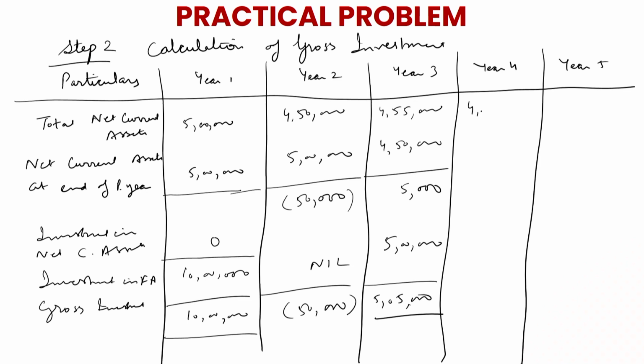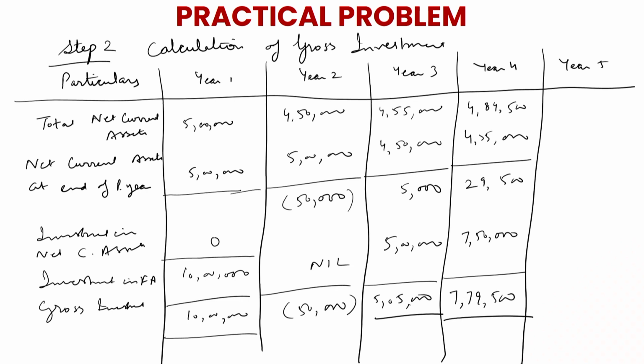In the fourth year, the opening is 4,84,500 compared to the past year's 4,55,000. We have a positive figure left, 29,500, and further investments made in the fixed assets is 7,50,000. Then we reach the figure of 7,79,500.